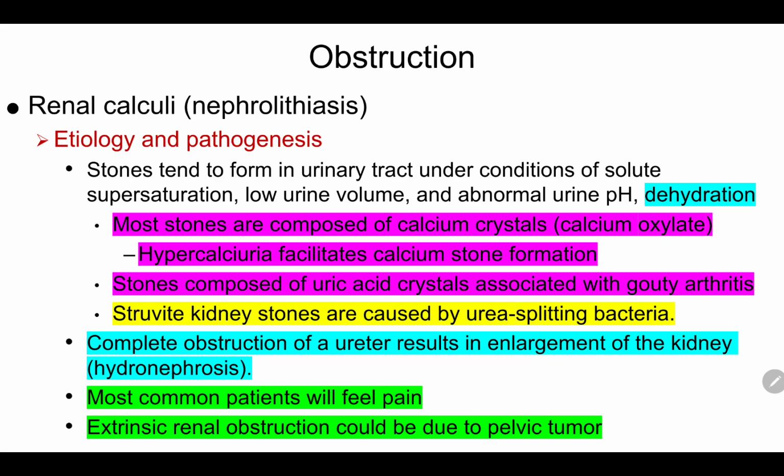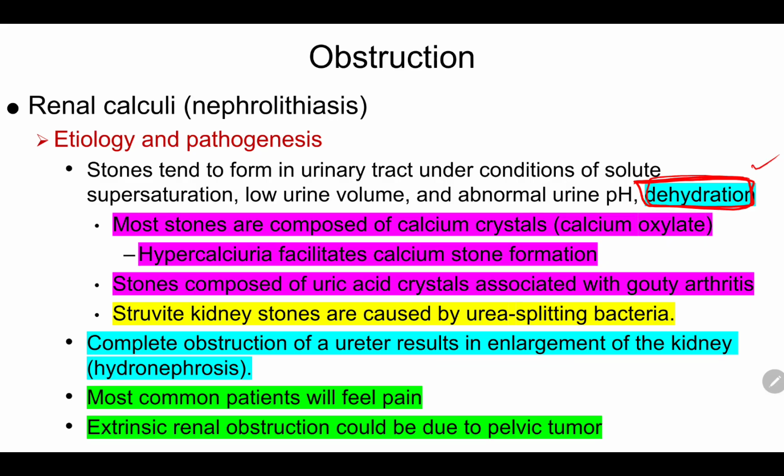So we also want to look at nephrolithiasis, or these renal calculi, these stones basically. So these are stones that are going to form in the urinary tract under the conditions when we have too much solutes, so like solute saturation, low urine volume, abnormal urine pH, and even dehydration, right? So if you're not bringing in fluids, or if you're dehydrated, if you don't have that much fluids in your body, then these solutes can become supersaturated. So that can be a cause of these stones, right? So you've got to remember that.